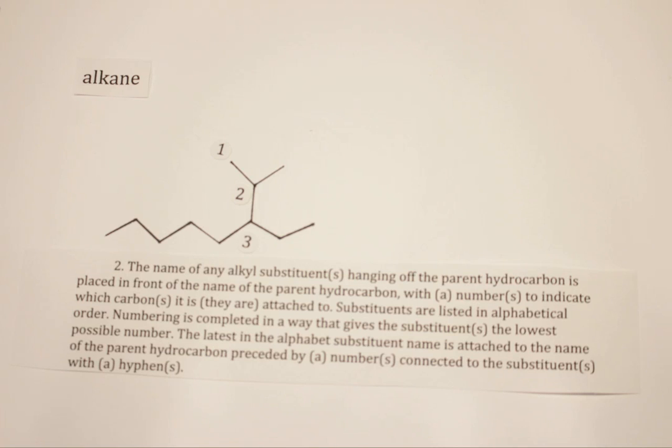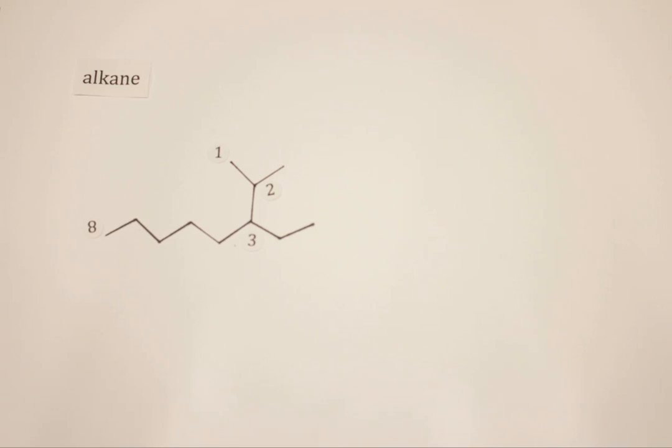Of course, if we number in this direction, the substituents are at 2 and 3. Those are lower numbers. We've got a methyl at 2 and an ethyl at 3. Ethyl comes alphabetically before methyl, so we're going to call this thing 3-ethyl-2-methyloctane because the longest chain has 8 carbons. It is an octane.